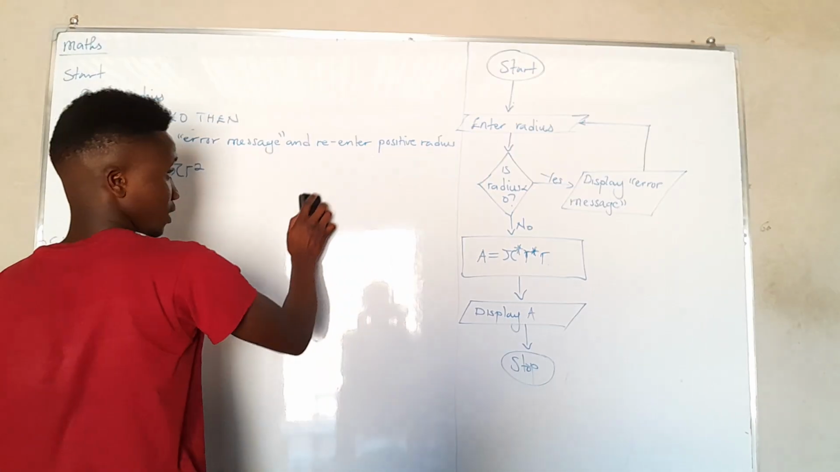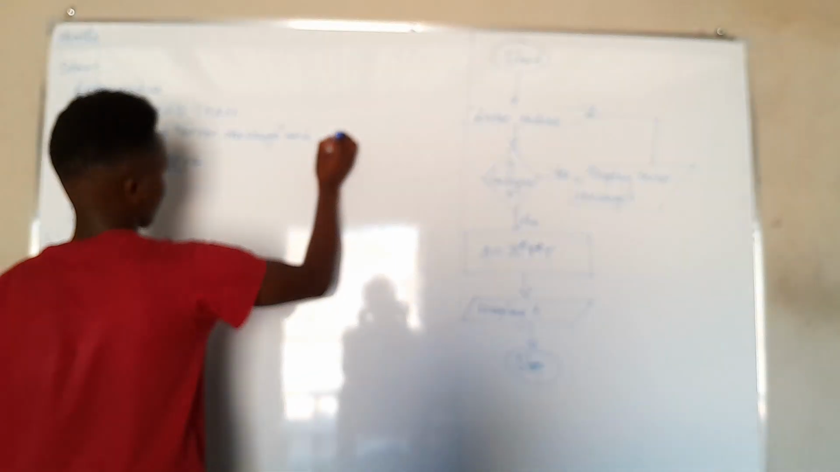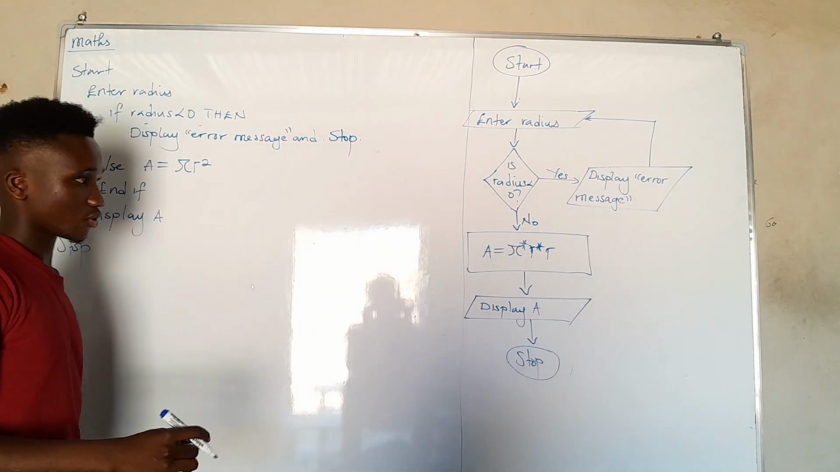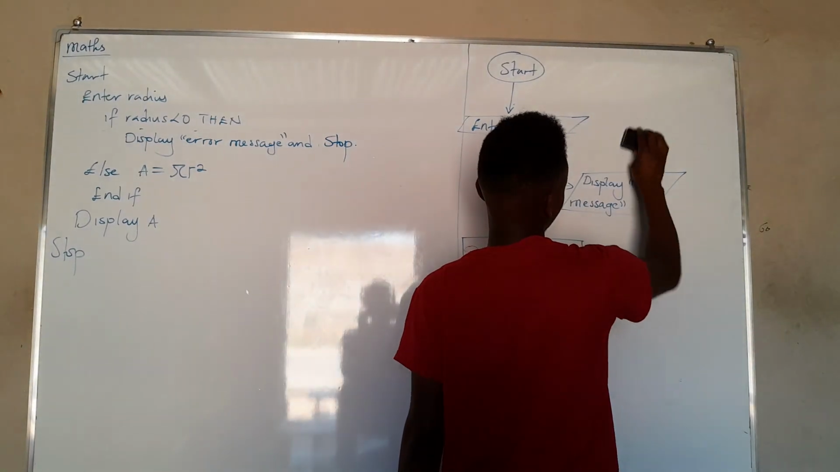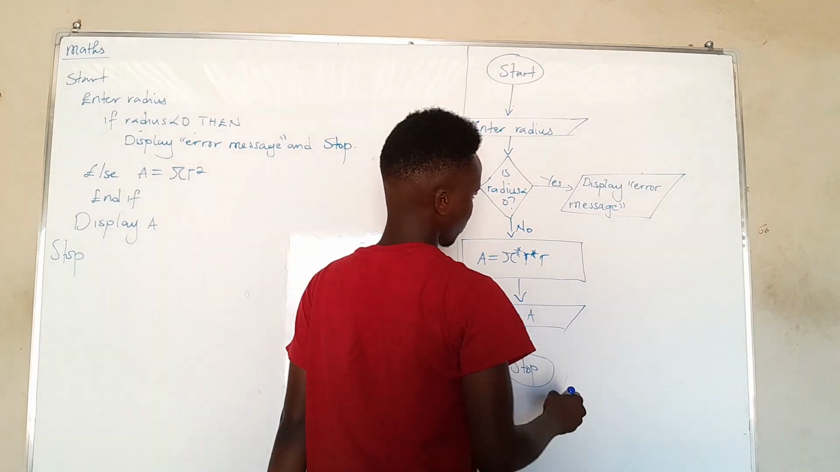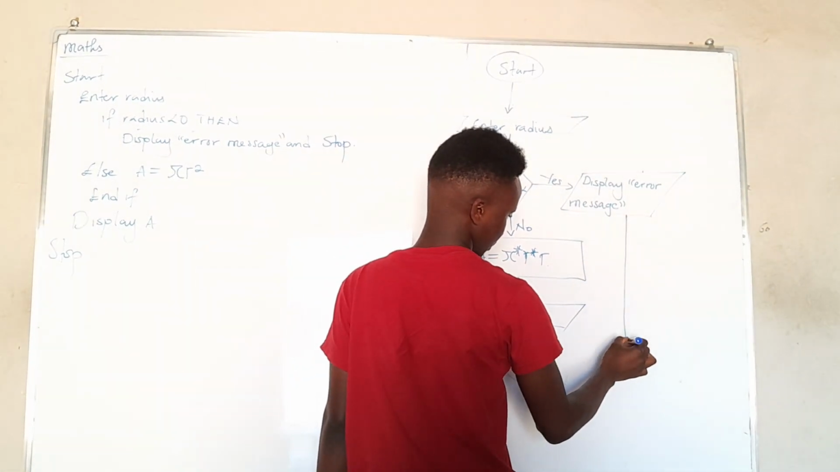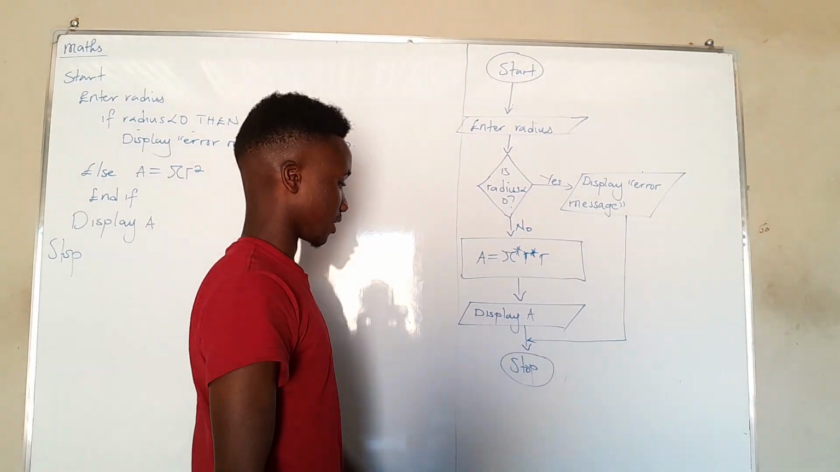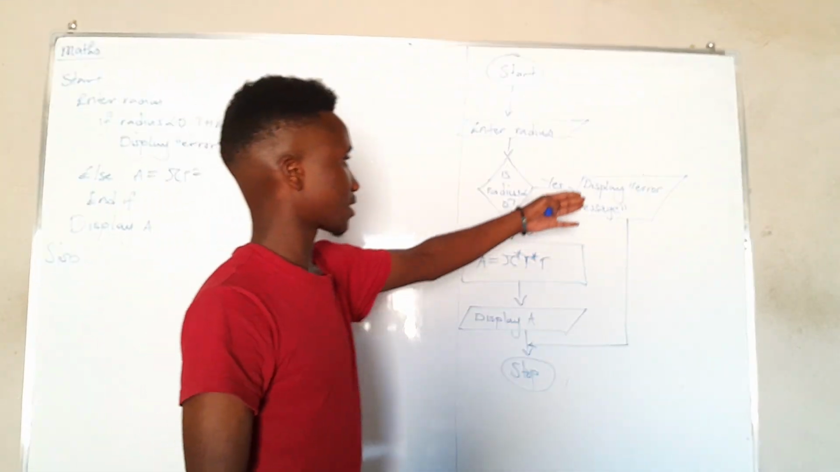Then the last part that I want to do is, what if they tell you to say display error message and stop? There are times where they put and stop. So I'll use the same diagram again. So when they ask us to stop, all we need to do is draw an arrow coming from where you say display error message, and it should come all the way down here where you are saying the next process is to stop. So to re-enter, you go back.